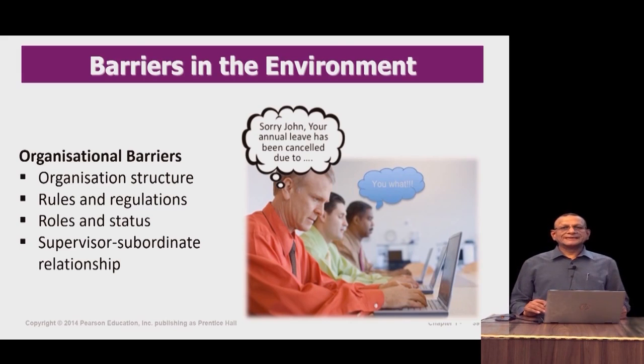Third one is roles and status. Who is allowed to communicate with whom? Whose role is to share information? So these aspects are also being treated as organizational barriers. Obviously, this has to do with one aspect, that is the supervisor-subordinate relationship. Rules and regulations, role and status may not be allowing a particular kind of communication. But if the supervisor-subordinate relationship is healthy, then the communication will be easy. But if it's not healthy, then obviously this will again be an organizational barrier.